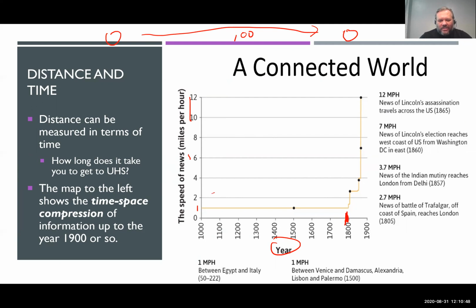They call this hockey stick growth because it's really flat for a long time and then it just takes off. So you can see news of the Battle of Trafalgar off the coast of Spain in 1805 traveled at 2.7 miles an hour. The Indian Mutiny, in London from Delhi, I'm sorry, 3.7. Lincoln's assassination, in 1865, news traveled at 12 miles an hour. And again, today it's instant because we can watch it all live.